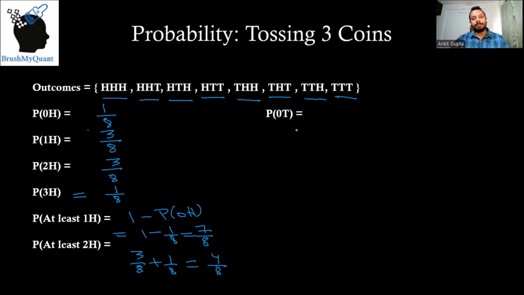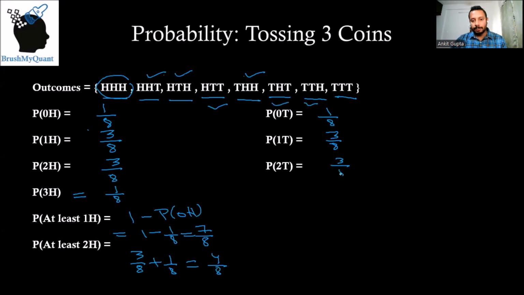Now let's see the same thing for the tail side. So probability of getting 0 tails is nothing but all 3 heads. So this will be nothing but 1 by 8. Probability of getting 1 tail is this outcome, this outcome, and this outcome. So 3 by 8. Probability of getting 2 tails is this outcome, this outcome, and this outcome. So 3 by 8. Probability of getting 3 tails is only one single outcome, so 1 by 8.